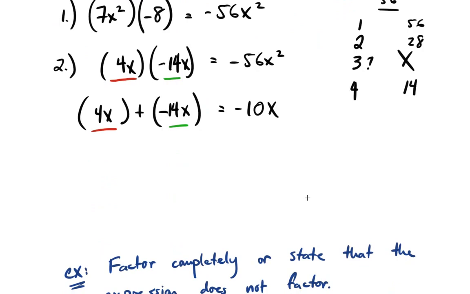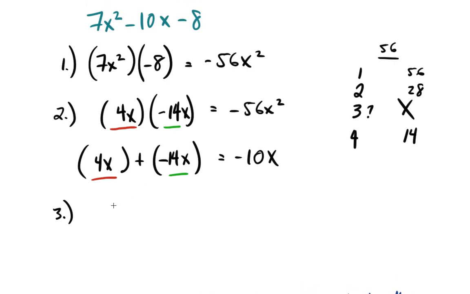Okay, so then what you want to do is replace the negative 10x in your original expression with these two terms. So what I mean is our original expression was 7x squared minus 10x minus 8. But instead of writing minus 10x, we're going to write plus 4x minus 14x minus 8. Because really these two together are the exact same as the original middle term. So we haven't actually changed the value of this thing, we've just changed the way it looks. And then what we want to do is factor by grouping. Okay, so we're going to group these two together, and we're going to group these two together.